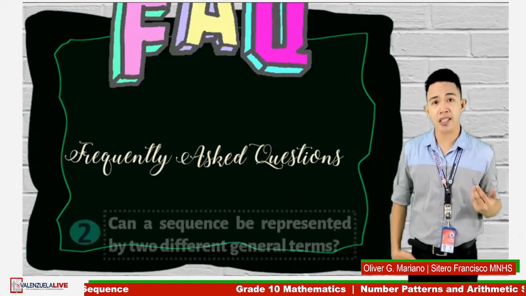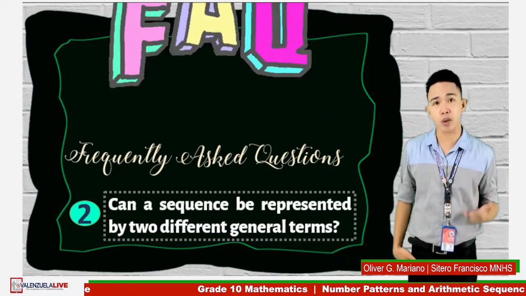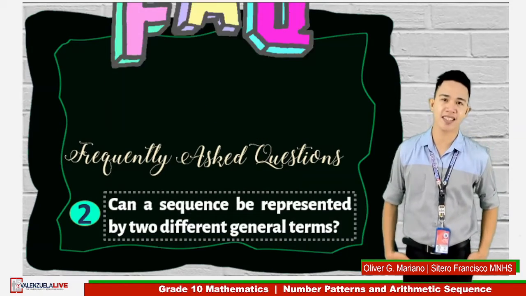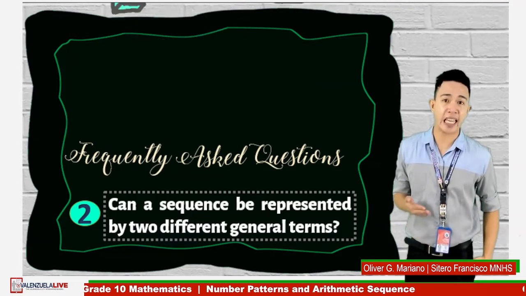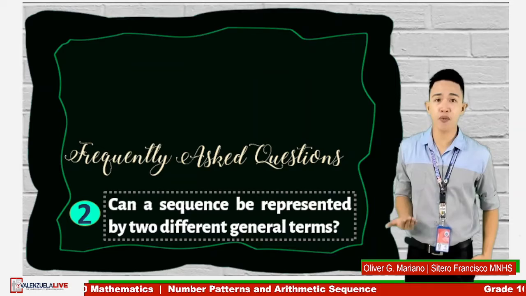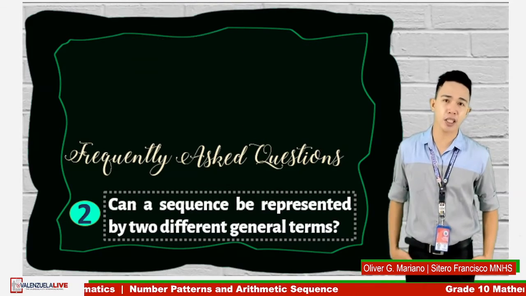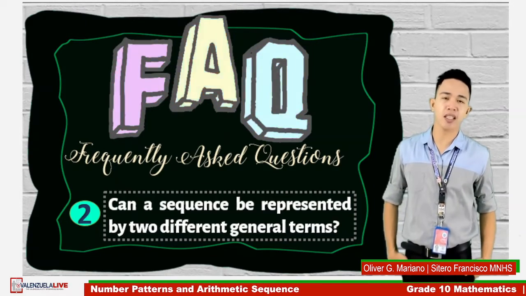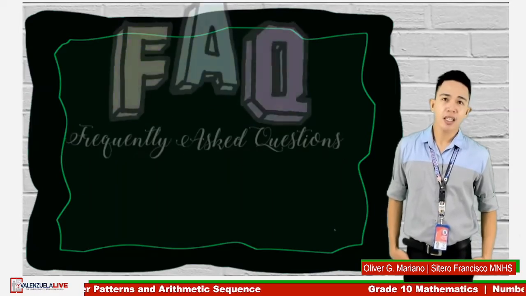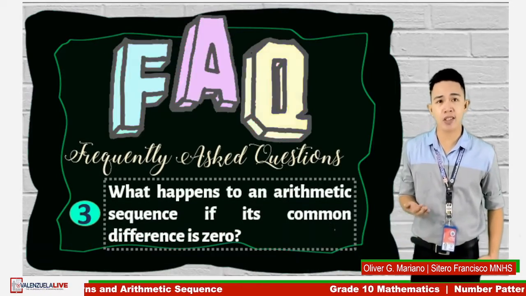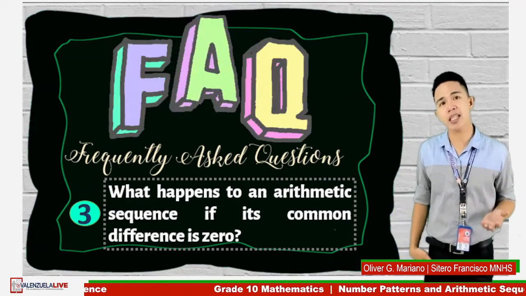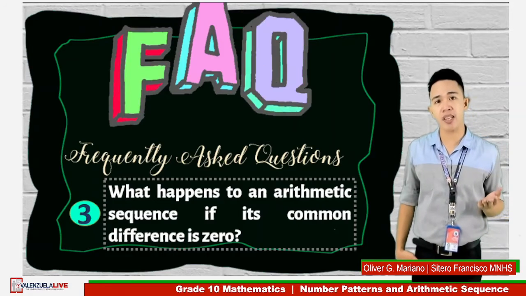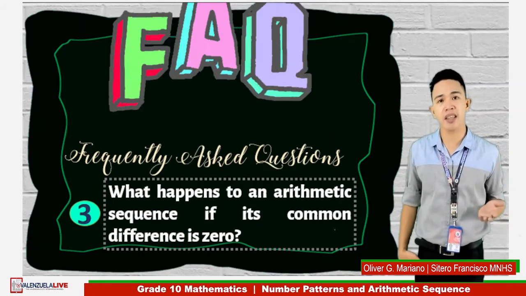Another, can a sequence be represented by two different general terms? This may happen if the sequence is finite. But for infinite sequence, the general term must be unique. And what happens to an arithmetic sequence if its common difference is 0? Well, if this happens, all the terms of the arithmetic sequence will be the same.